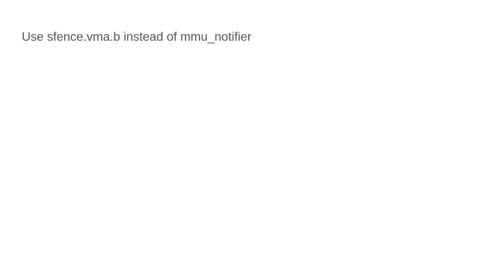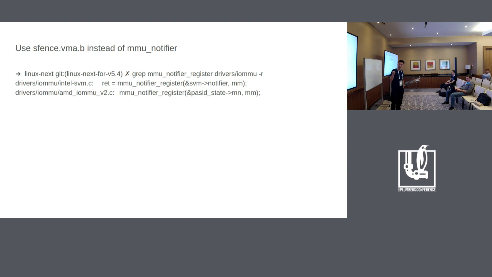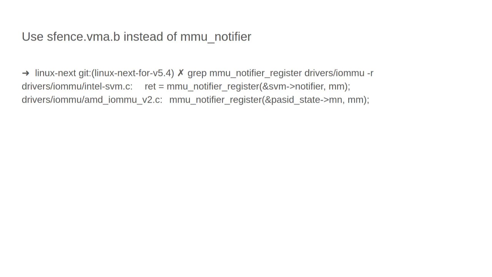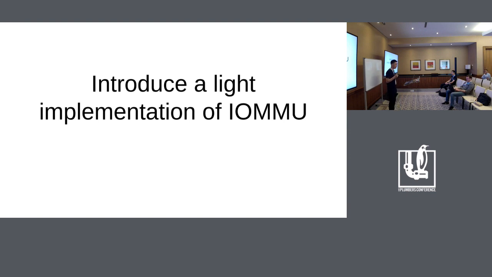Okay. Why do we use the SVM's VMA broadcast? I want to add this instruction because I want to use it instead of the MMU notifier. If you look at the current IOMMU driver status, you will find only Intel and AMD support SVM, and they all use the software style to maintain the TLB with callbacks. For the shared virtual address, my opinion is the IOMMU driver needn't take care of TLB invalidation, because it should be handled in the architecture with the SVM's VMA. So that's my opinion, and that's a different style and a little bit of an ARM smell. Yeah, and let's introduce a light implementation of the MMU to prove that.